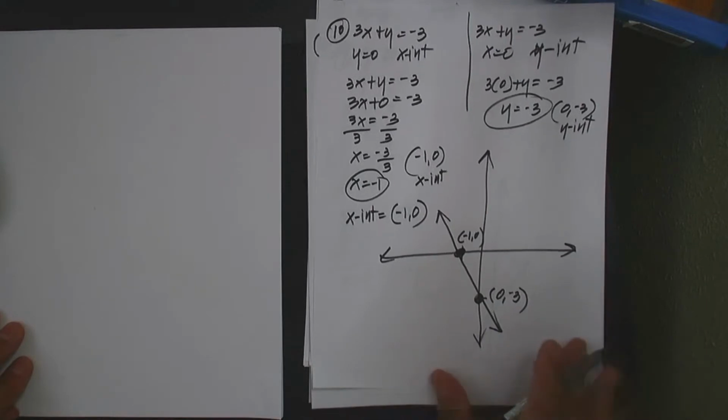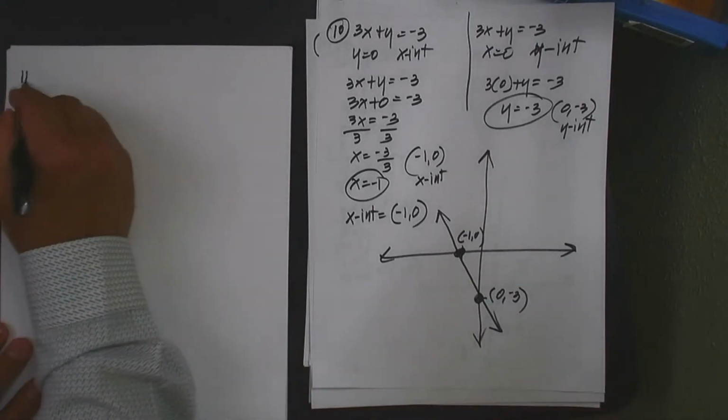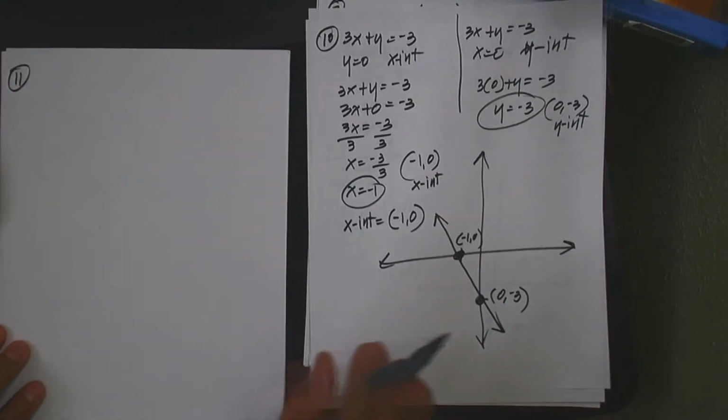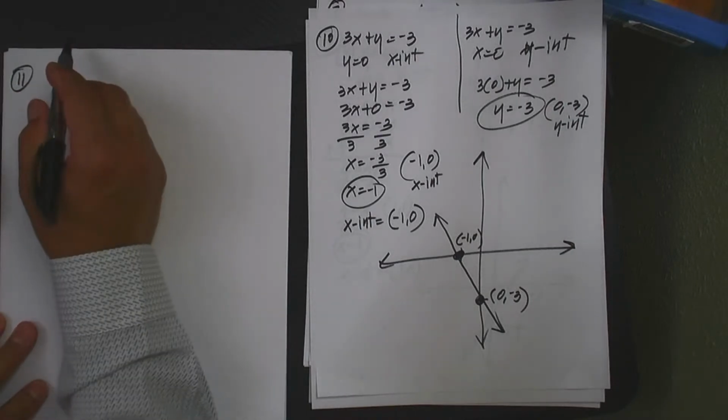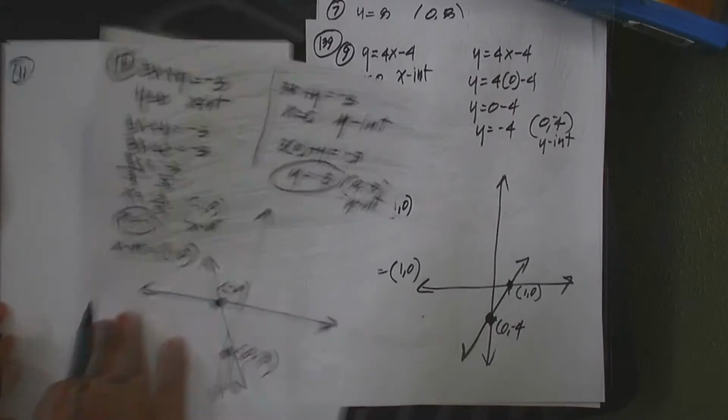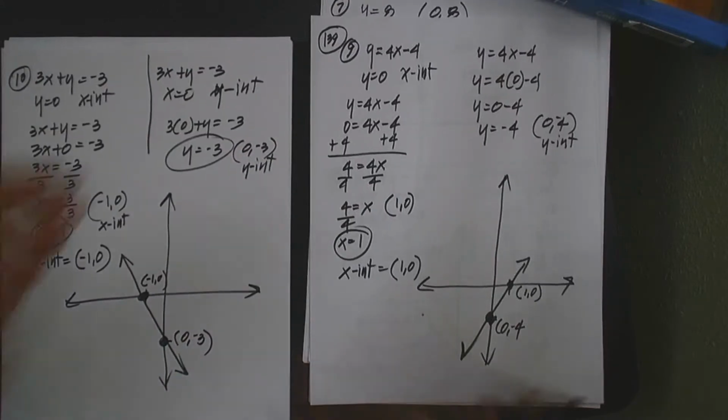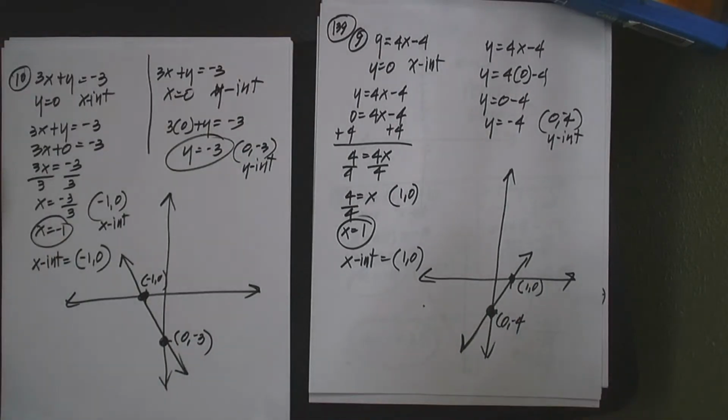Okay, the last number, number 11. Just copy whatever you can because we don't have enough time. Copy whatever you can and then after that you submit.